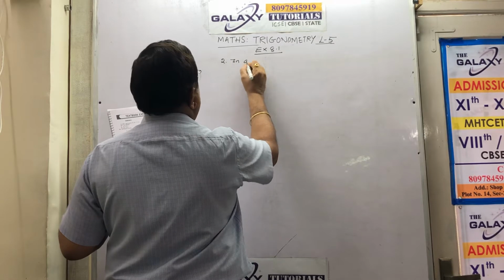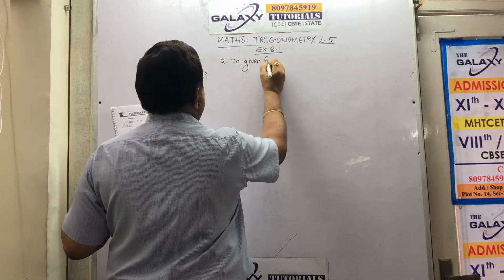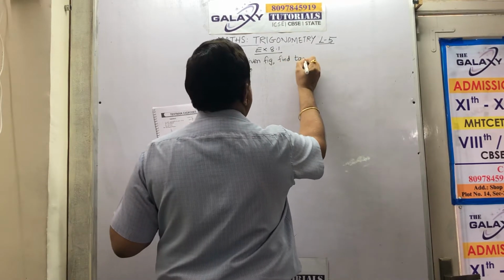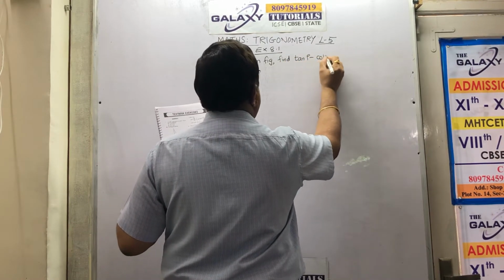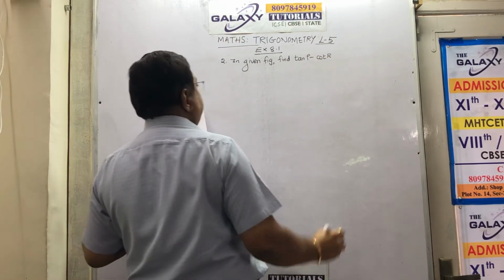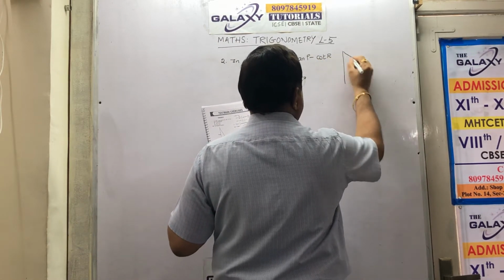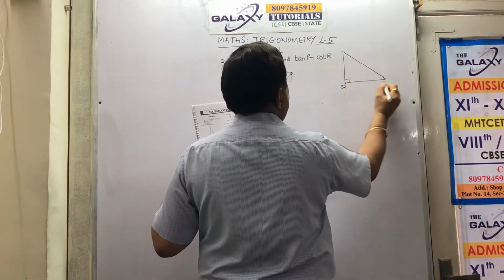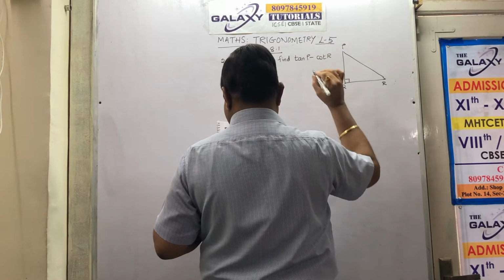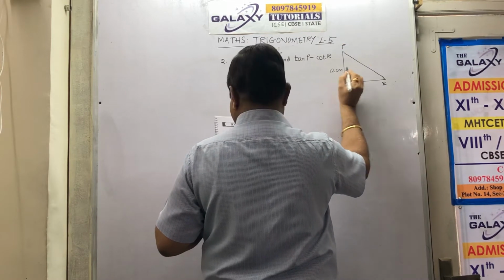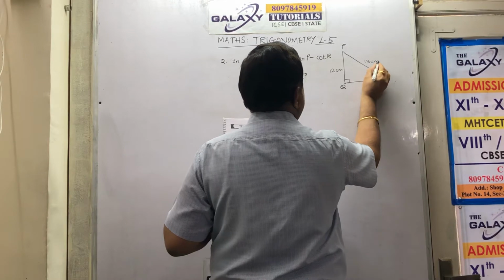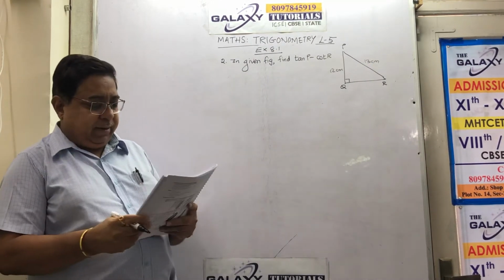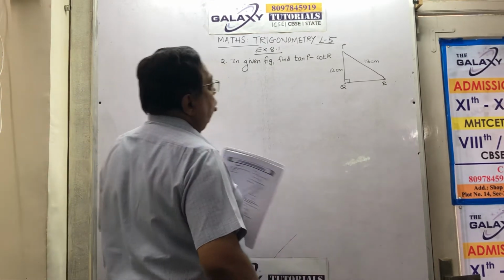In the given figure, find tan P minus cot R. And the figure has been given to us. So we will use that figure. PQR, with 12 centimeter and 13 centimeter. This is what is given to us in the diagram. We are supposed to find tan P minus cot R.